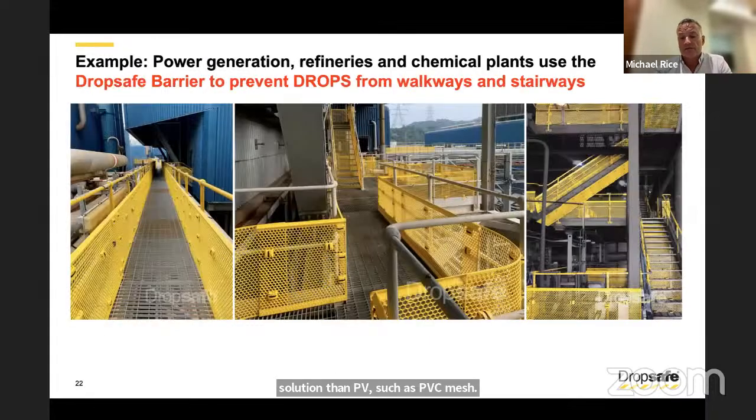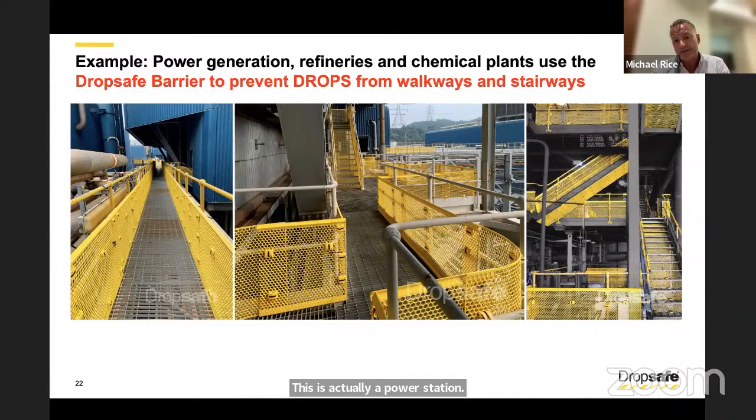So again, we have had a lot of key customers, especially in the land-based facilities, refineries, chemical plants, mining sites, who have used the Dropsafe barrier extensively. Here you can see some examples of a facility that has installed it on the straight sections of handrail. This is actually a power station.